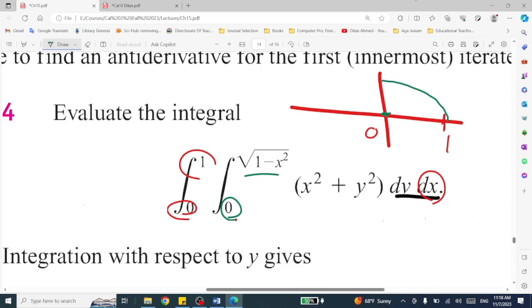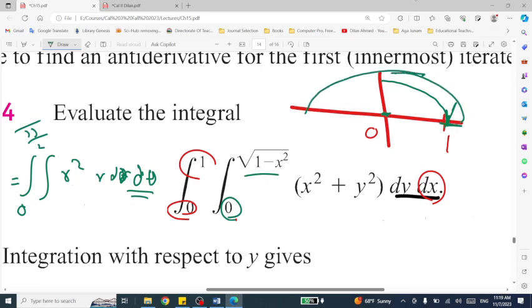So here, I change to polar, r and d theta. We have r square. The boundary is a semicircle, a quarter. Theta goes from zero to pi for a semicircle, but ours is the first quadrant, so it is pi over two.